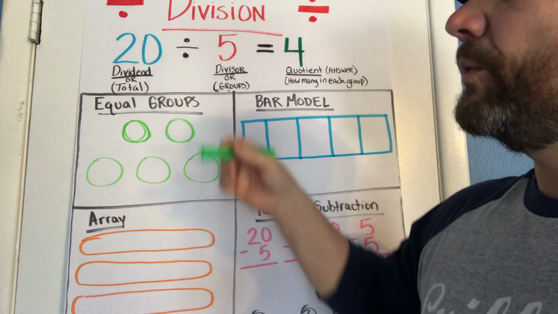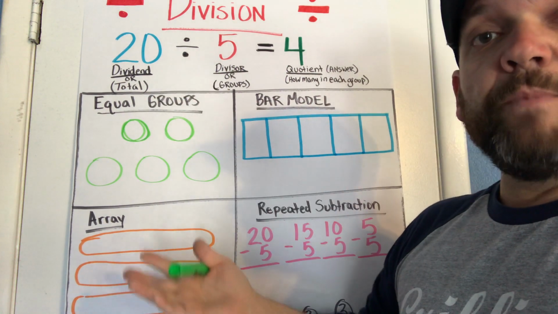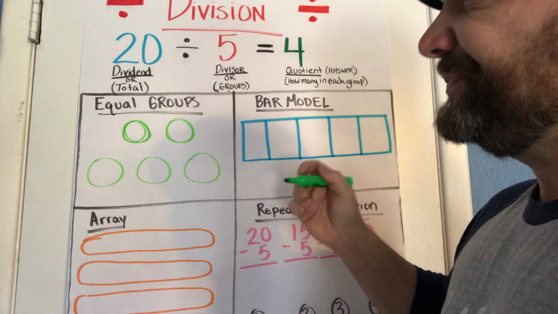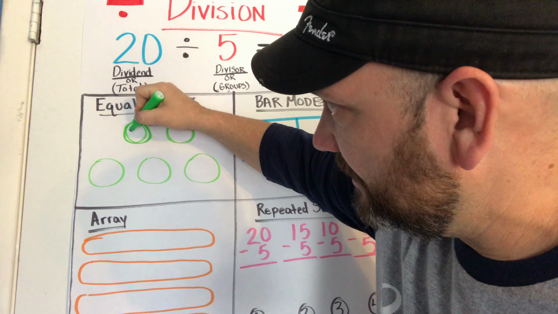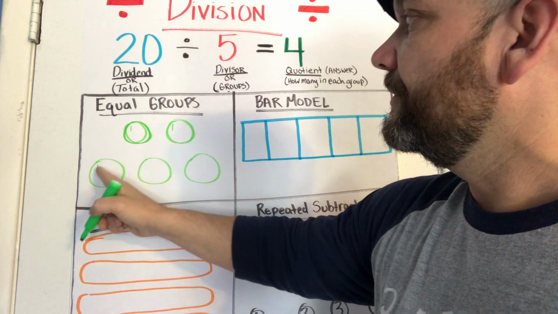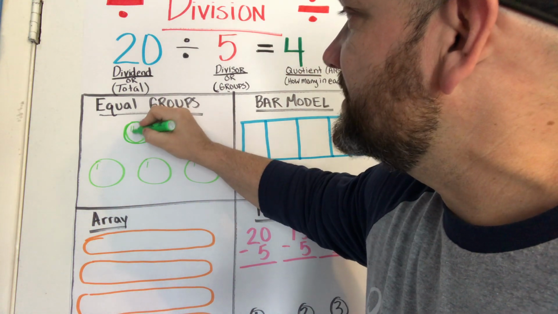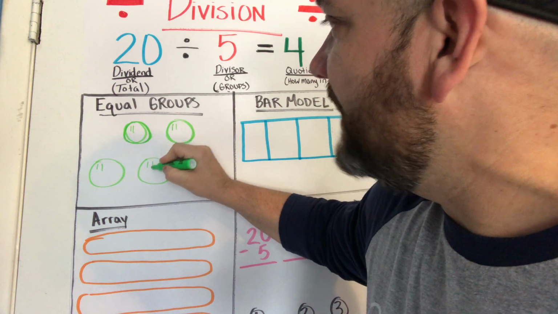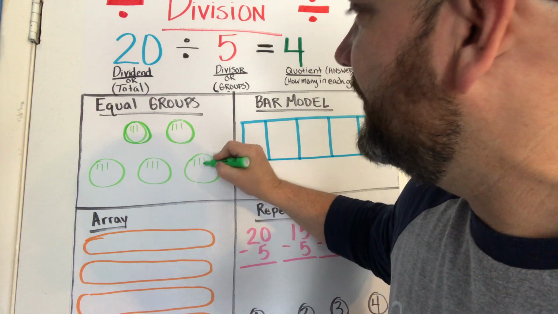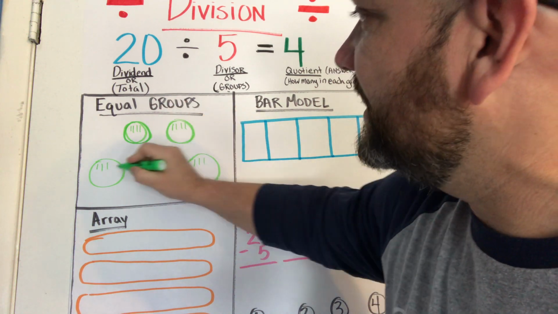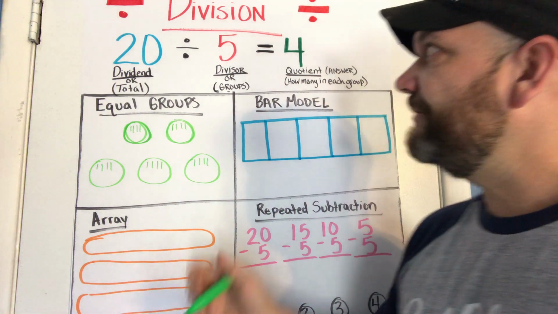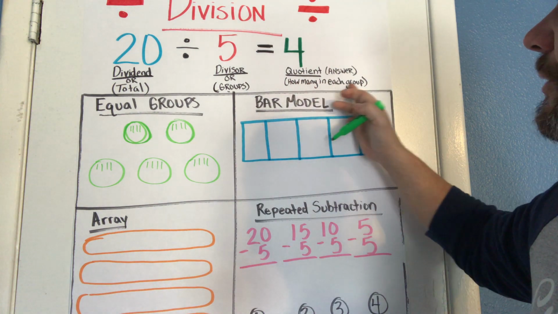Our dividend is 20, so we're going to pass out these 20 whatever. They could be cards, marbles, whatever, until we are completely out of them. So the easiest way to do that is just to start with the one for you, until we get all the way to 20. So there's 1, 2, 3, 4, 5, 6, 7, 8, 9, 10, 11, 12, 13, 14, 15, 16, 17, 18, 19, 20.